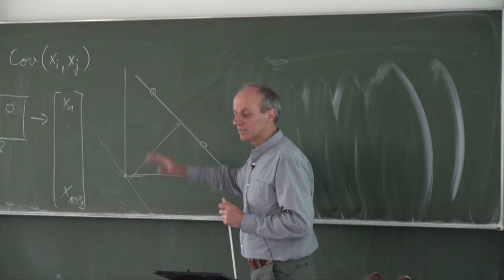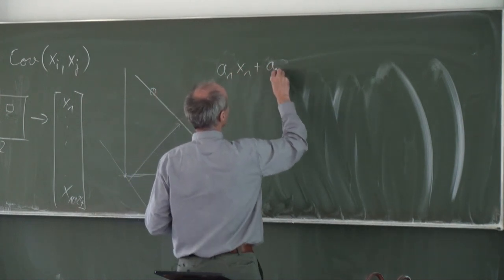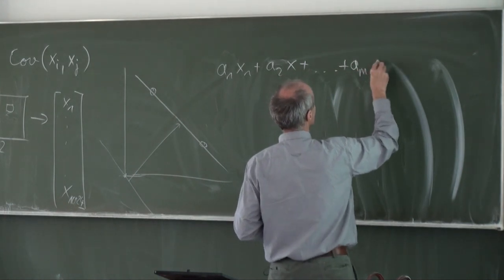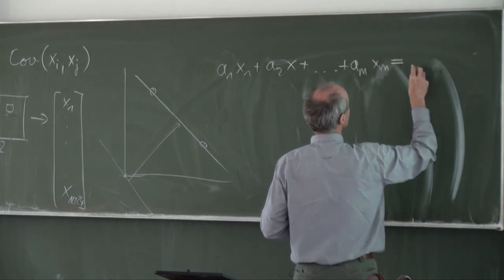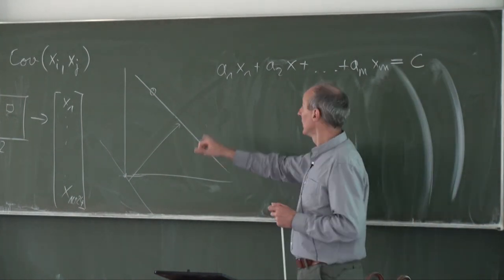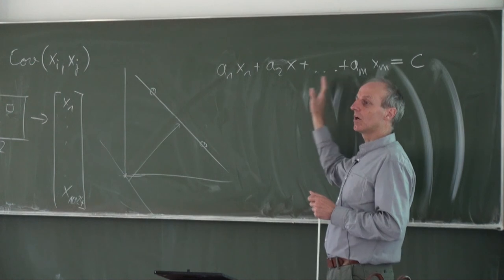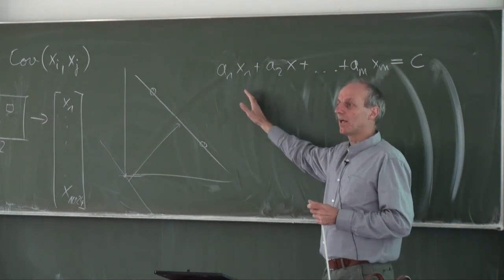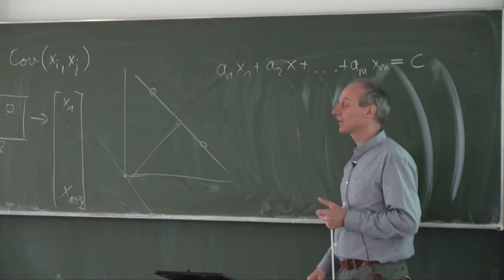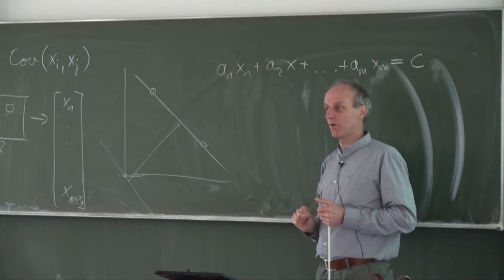A hyperplane is a linear function. It's like a1 x1 plus a2 x2 plus and so on plus am xm equal to some constant c. That's the definition of such a hyperplane. And such an m-dimensional hyperplane has m open parameters. And in order to determine such m parameters, you will typically need m equations, which means m data points.